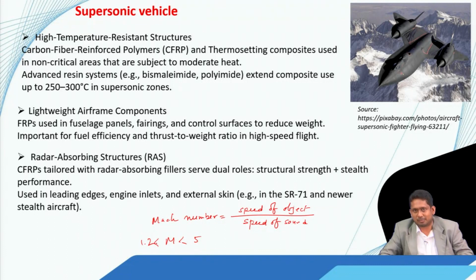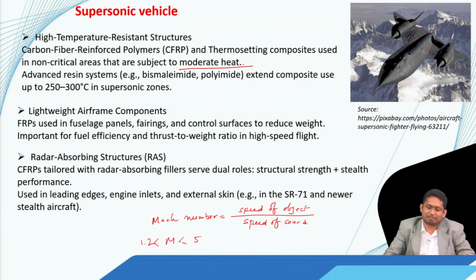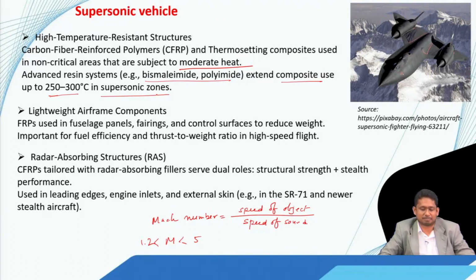At that Mach number when something flies, aerodynamic heating takes place. So, it has to sustain an enormous amount of load, and at the same time very high heat. That is why carbon fiber reinforced polymers and thermosetting composites are used in non-critical areas that are subject to moderate heat. With advanced resin systems, with chemicals like polyimide and bismaleimide, the use of composites up to 250 to 300 degrees centigrade in the supersonic zone is also possible.